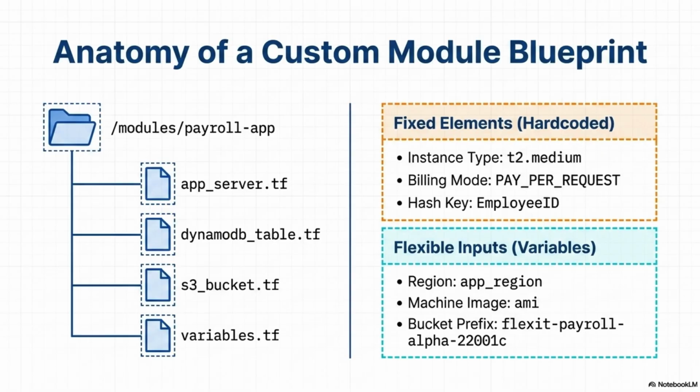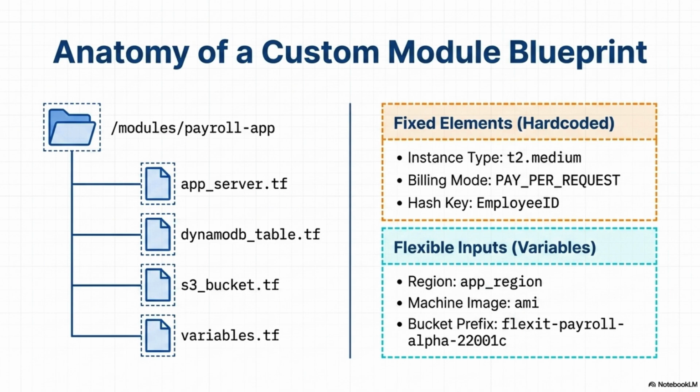6. Anatomy of a custom module blueprint. Here's what the FlexIT module looks like. It lives at /modules/payroll-app and contains 4 files: app_server.tf, dynamodb_table.tf, s3_bucket.tf, and variables.tf. Inside the module, some things are fixed, baked-in business rules that never change.